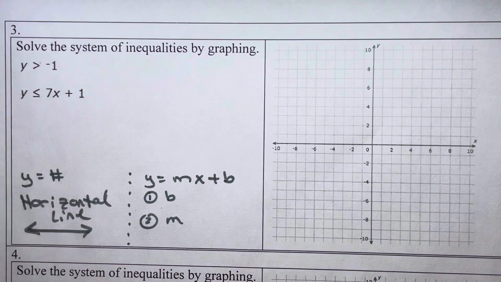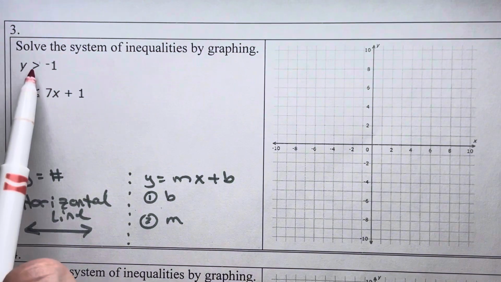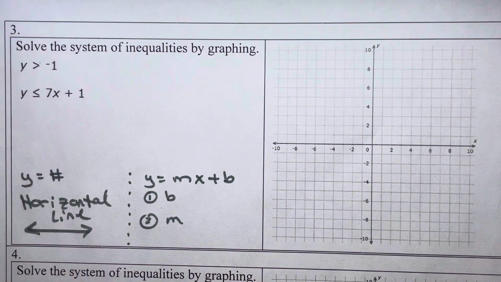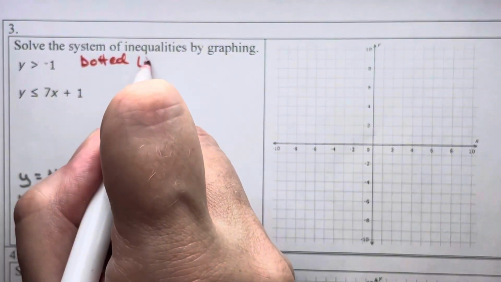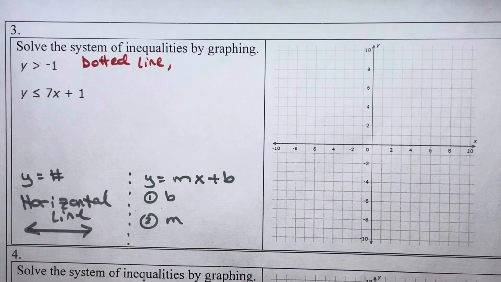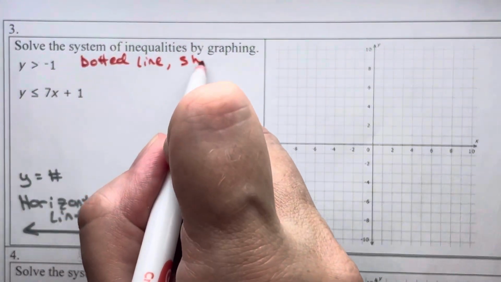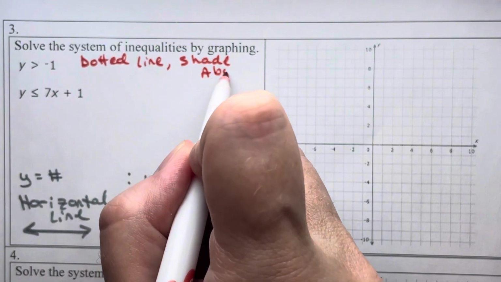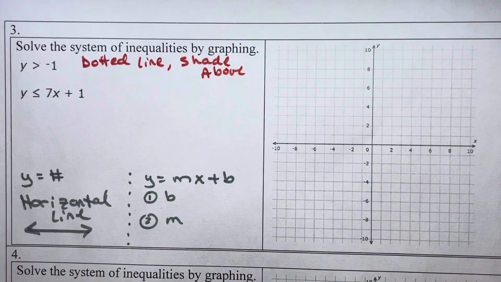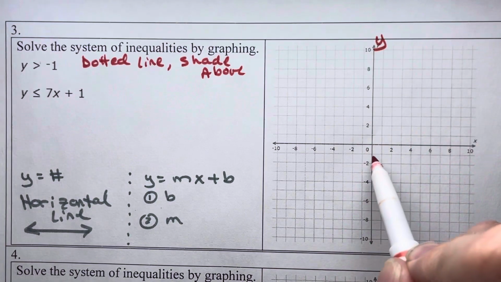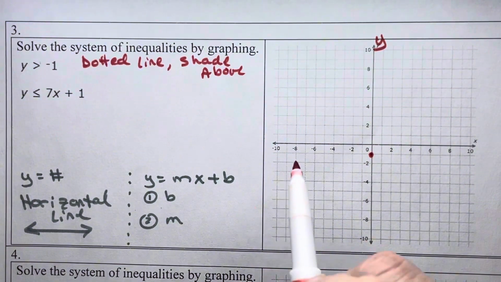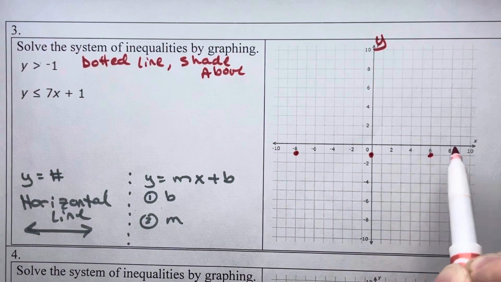Our first inequality of y greater than -1 is a horizontal line. And because it is strictly greater than, we know it is going to be a dotted line, where we have to shade above due to it being greater than. So let's place that line on the coordinate plane. -1 here on our y-axis. And we'll put a couple of points there along with it.